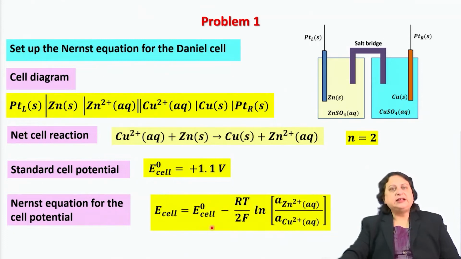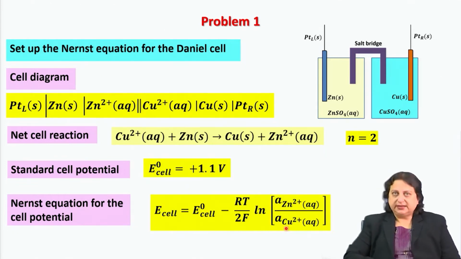Correspondingly, I find that this is the Nernst equation for the Daniell cell, whereby I can use the value of E naught cell over here. I am using the value of n here, which is equal to 2, and in the logarithmic term I have a ratio of the activity of zinc 2 plus aqueous divided by the activity of copper 2 plus aqueous. So, this is how we set up the Nernst equation for the Daniell cell. But here there are a few things that I would like you to note down.